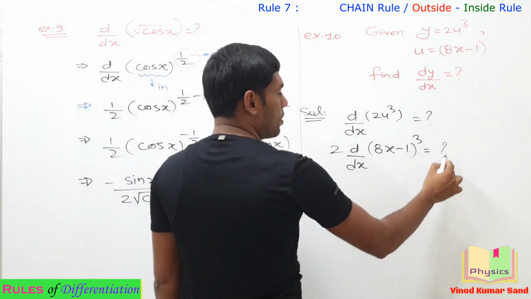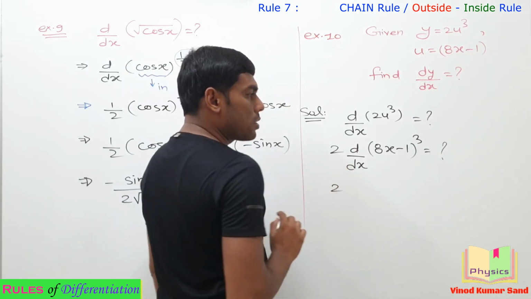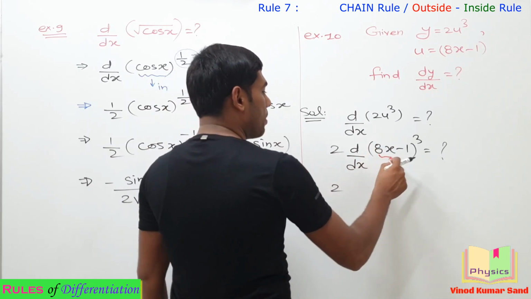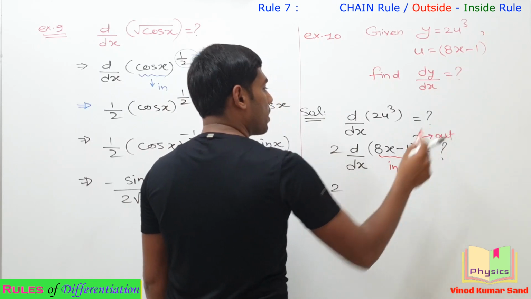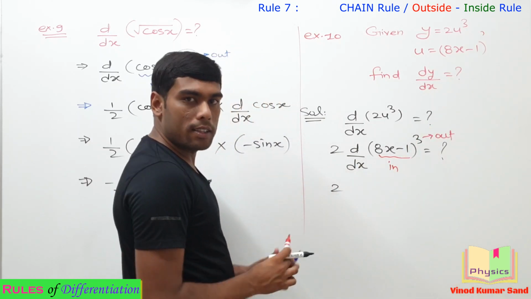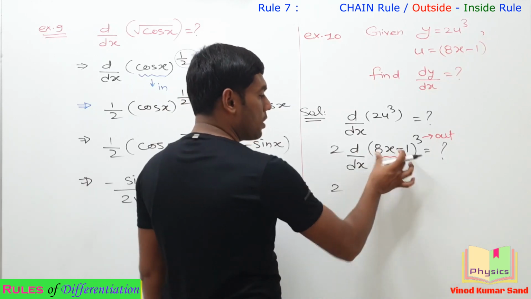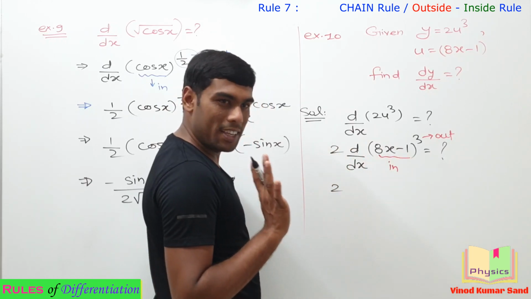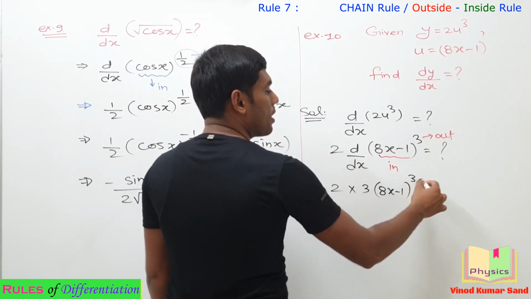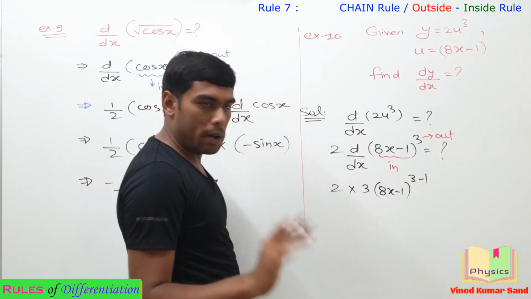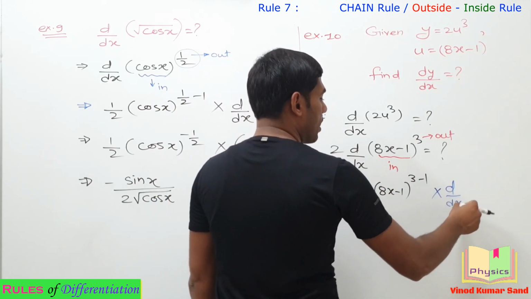Ultimately you have to simplify this thing. Fine. 2 remains outside, and this becomes the inside function and this power is the outside function. You know how to simplify these things. First you will differentiate the power and then you will differentiate the inside function. Okay, so n bracket n minus 1. Differentiation of the power has been done, now you need to differentiate the inside function.